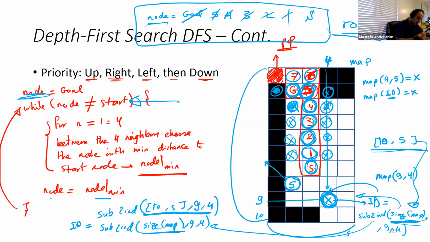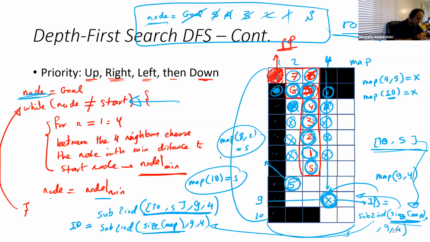You can say map of 1, 2 equal to 5. Or you can do map of 18 equal to 5. Why 18? Because the ID of this location is 18: 1, 2, 3, 4, 5, 6, 7, 8, 9, 10, 11, 12, 13, 14, 15, 16, 17, 18. So both are equal. You can do it in that way or that way.